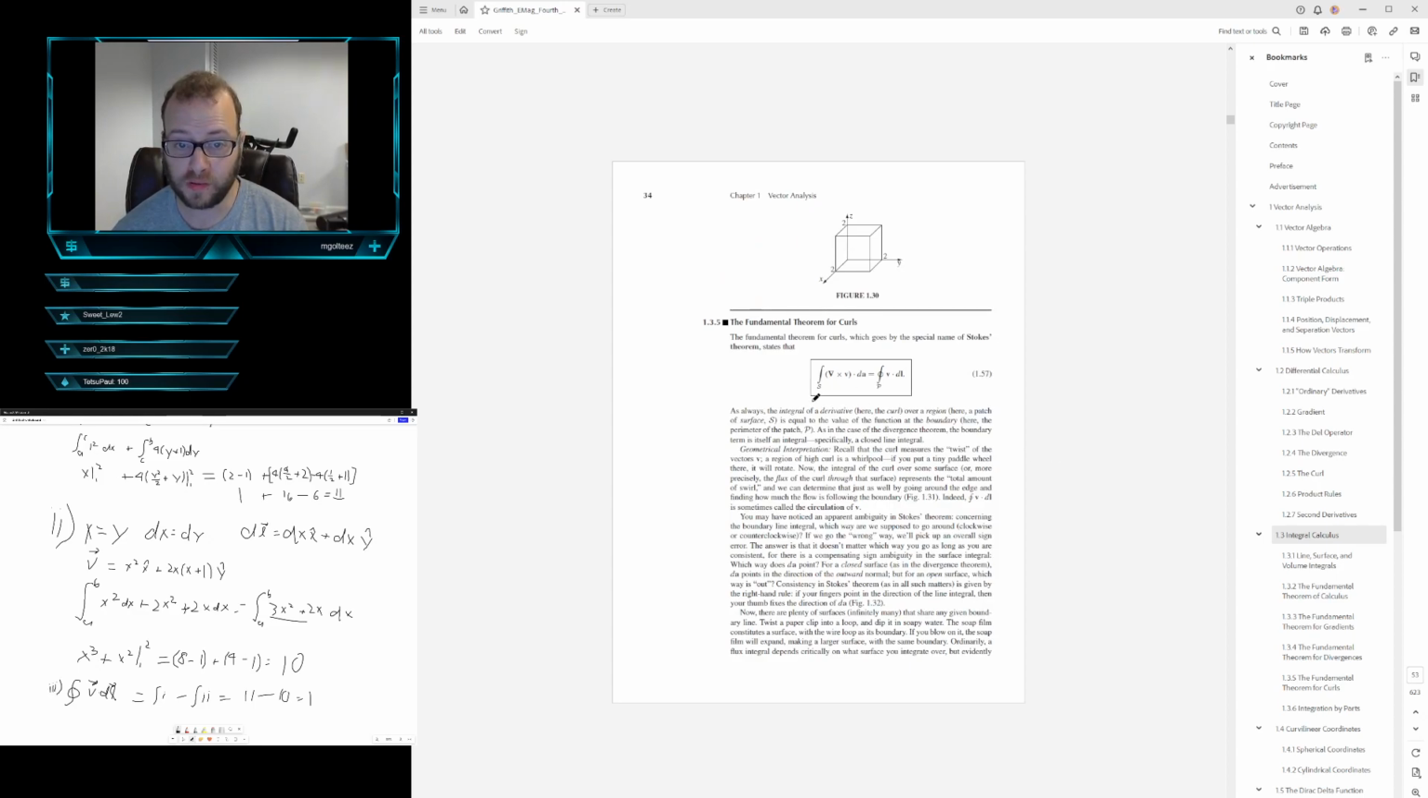The fundamental theorem for curls is Stokes' theorem. And again, this allows a surface integral to go into a line integral. So the curl of a vector over the surface is equal to the line integral around the line bounding that surface.